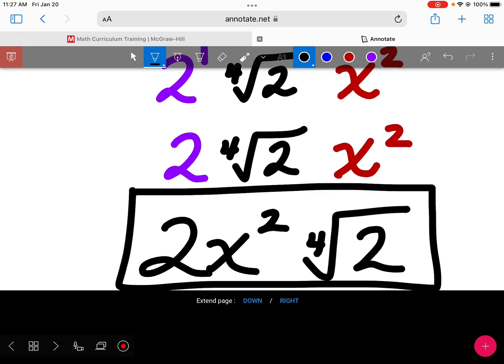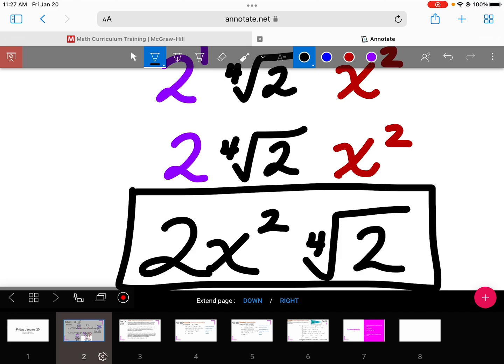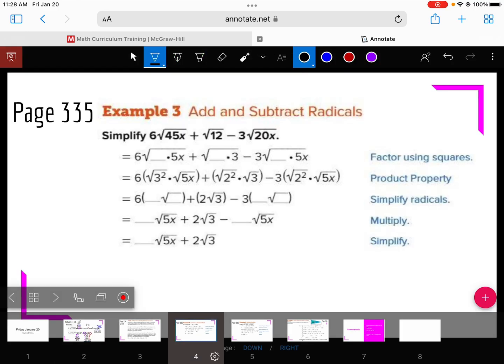Grab your books for me. We're going to start off on page 335. 335. All right. We're going to learn how to add and subtract these together.